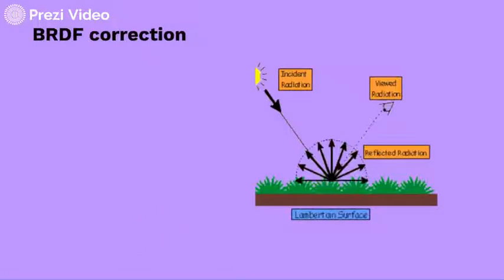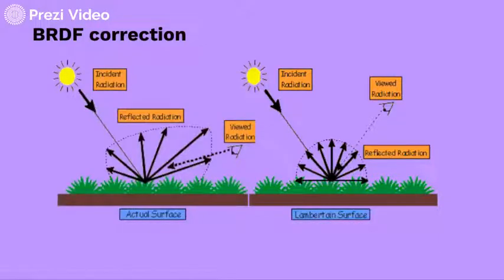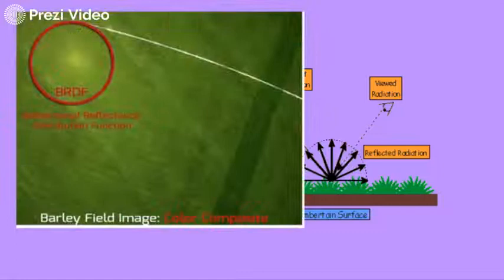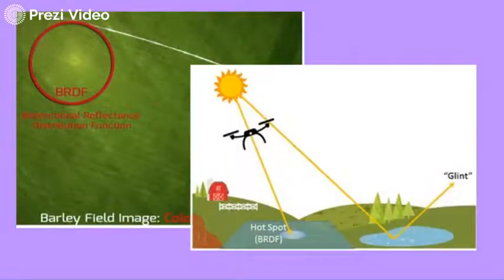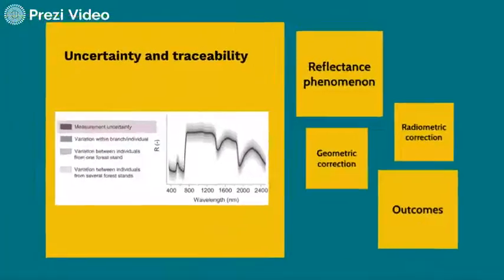BRDF is the last effect we have to consider. We think that the surface is ideal and reflects equally in all directions, but of course that is not true. An actual surface always has BRDF. For example, this field has this bright dot, but there is nothing unique about that dot besides the fact that the sensor was aligned with the illumination, and of course BRDF has to be removed and avoided.